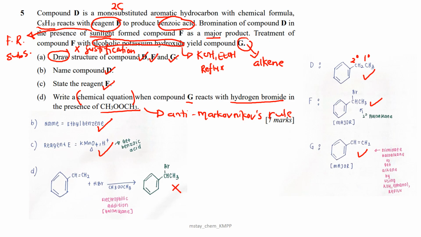So the product compound here is not correct. The correct structure supposedly will be CH2CH2Br. So cannot get the mark for the equation. So for this question, we'll get 5/7.